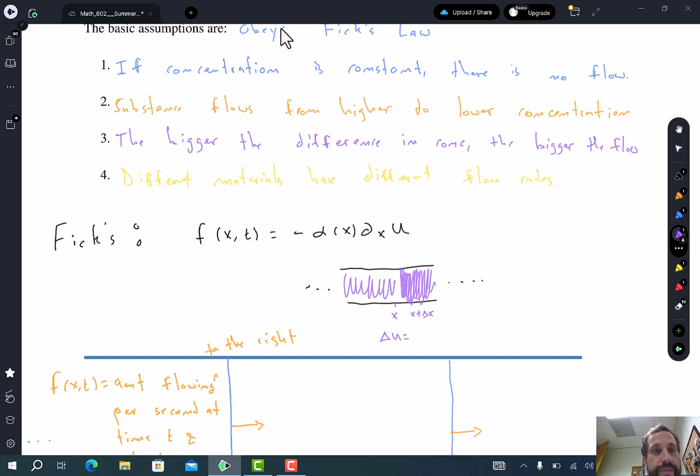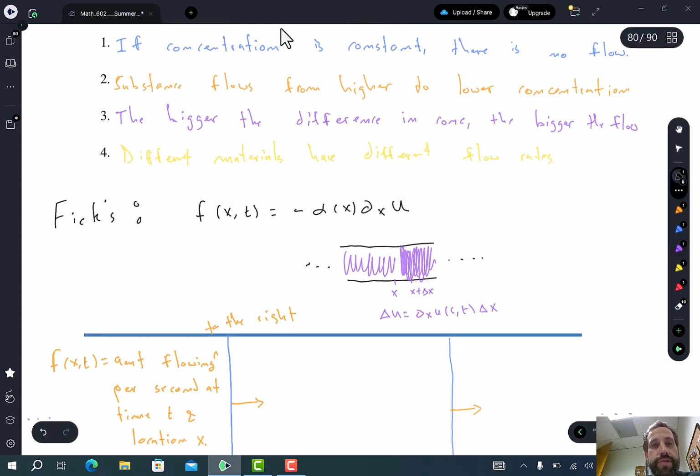of those 2 points, by the mean value theorem, is going to be the x derivative of u evaluated at some point c in between x and x plus delta x times delta x. Okay, this is just what calculus says. So this is what the difference is going to be. Okay, so the bigger the difference in concentration, the bigger the flow, and so that gives us Fick's law here, which says that the flux is equal to minus alpha times the derivative of u.